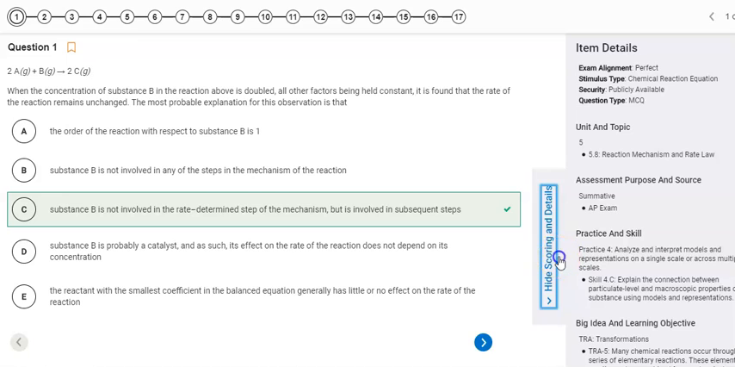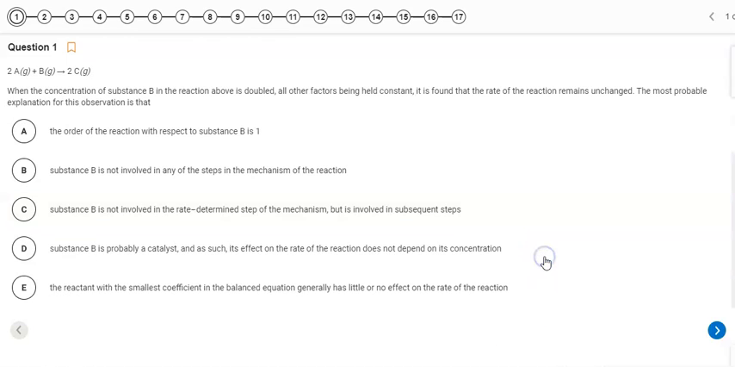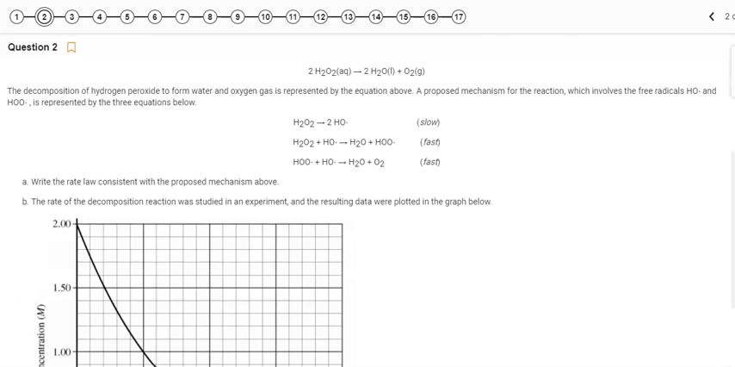Okay, next question. Again, you pause these as you see fit to try and do them on your own, or just listen to me, however you want to approach this. Okay, so this is not going to fit on the screen. So the decomposition of hydrogen peroxide, we did that. That's elephant toothpaste, that's that fizzy stuff. The decomposition of hydrogen peroxide to form water and oxygen is represented by the equation above. A proposed mechanism. So the mechanism is the series of elementary steps that produce that overall reaction.